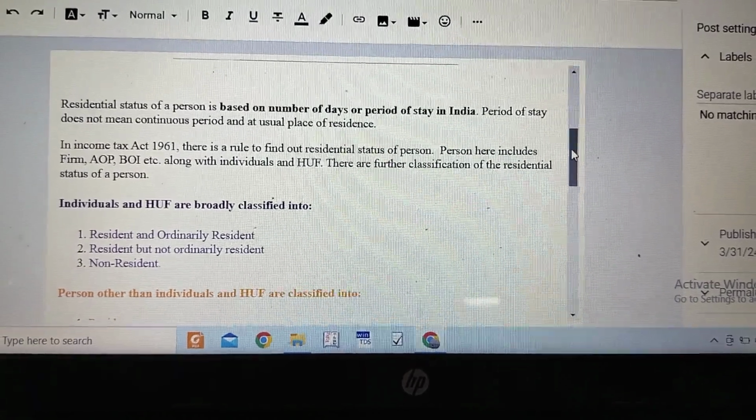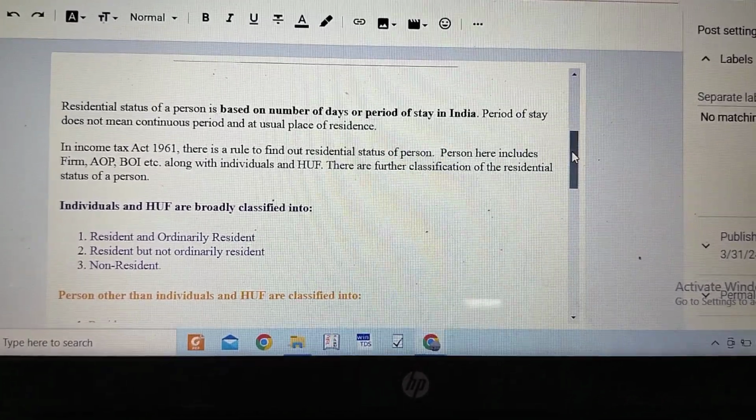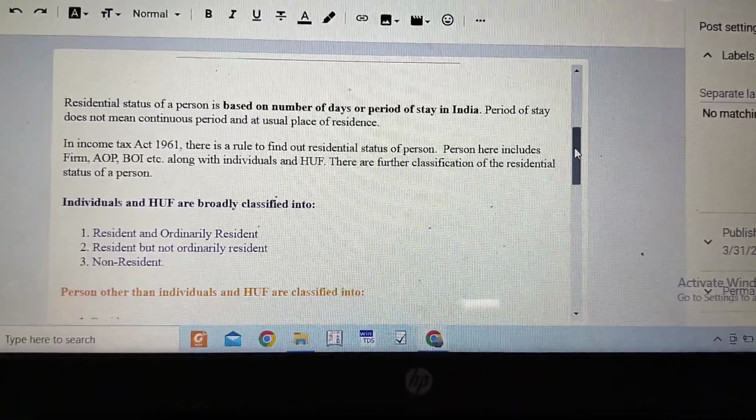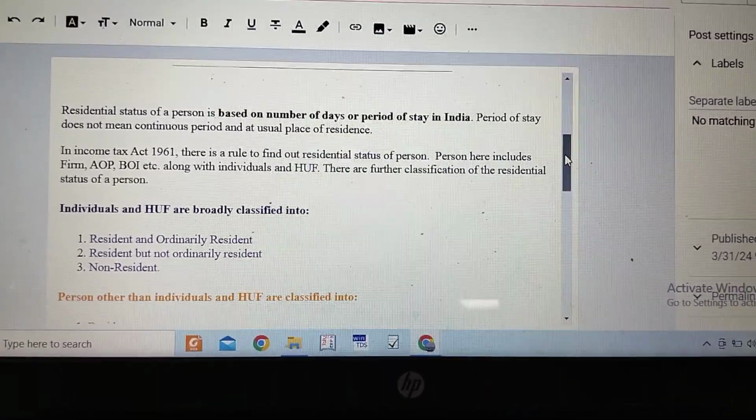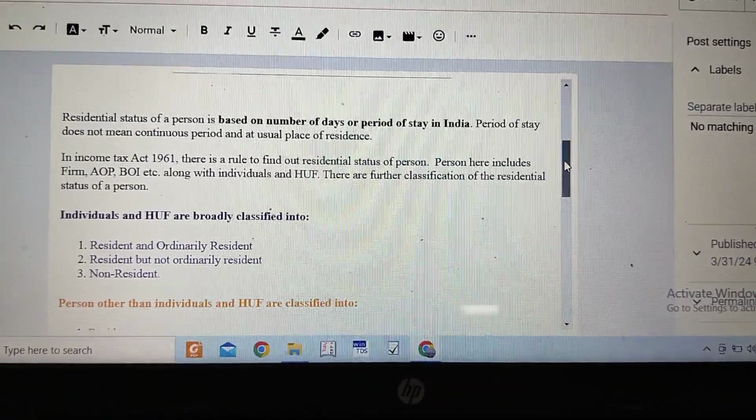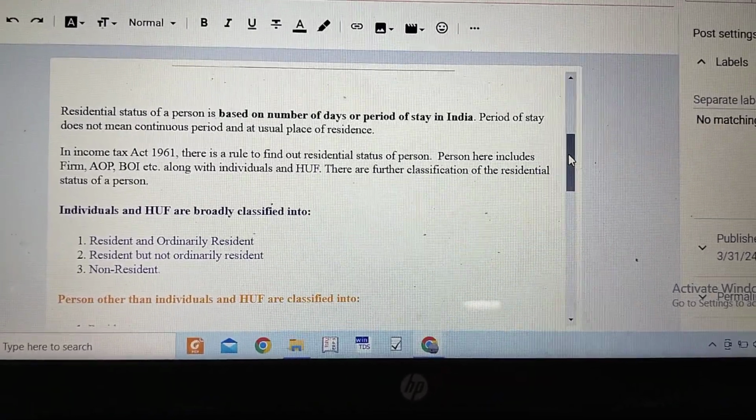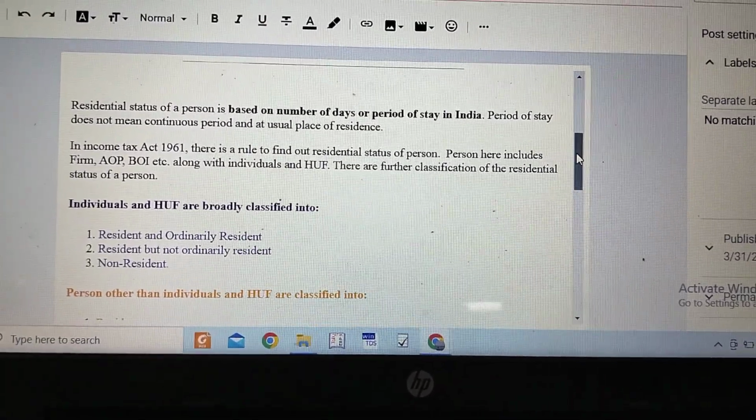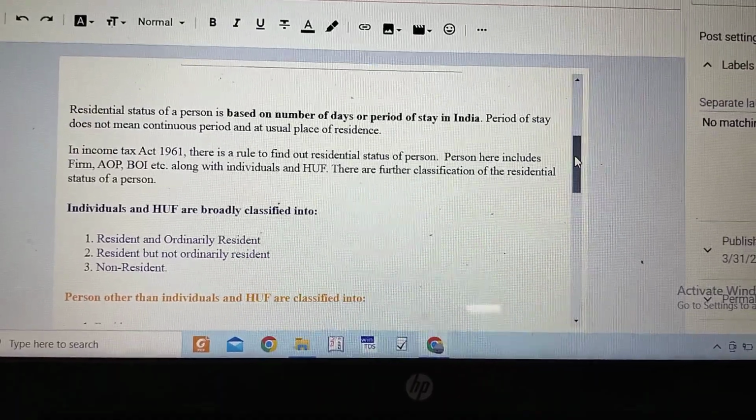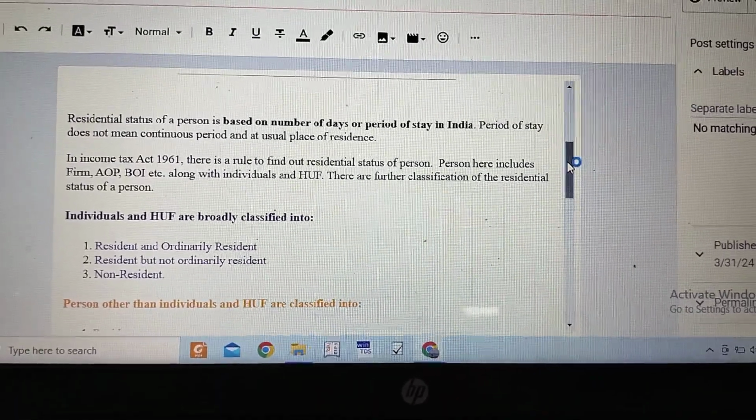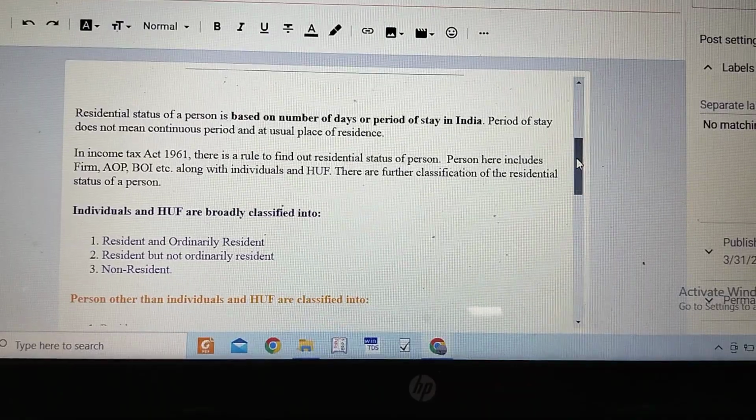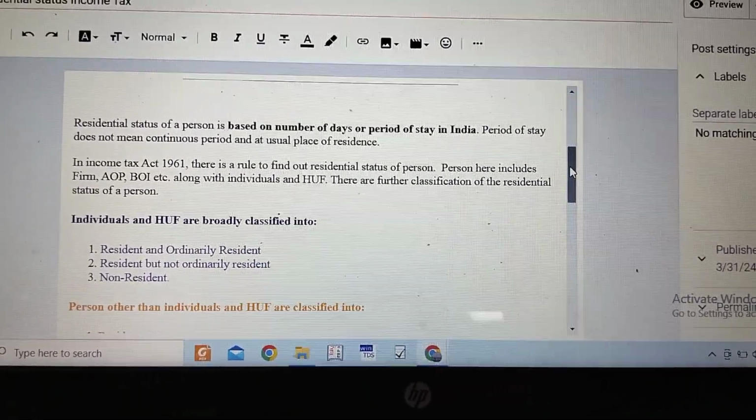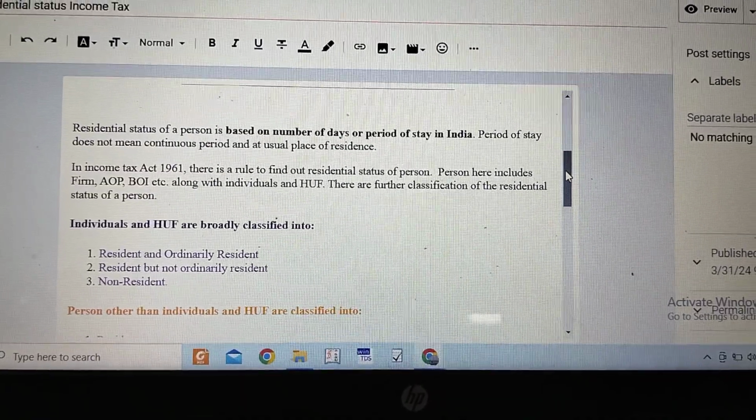So, income tax. There is an act called the Income Tax Act, in which there are conditions given which determine the residential status of a person. I have made notes and I write blogs also, so I am referring to my blog to explain the topic. Residential status of a person is based on the number of days or period of stay in India.